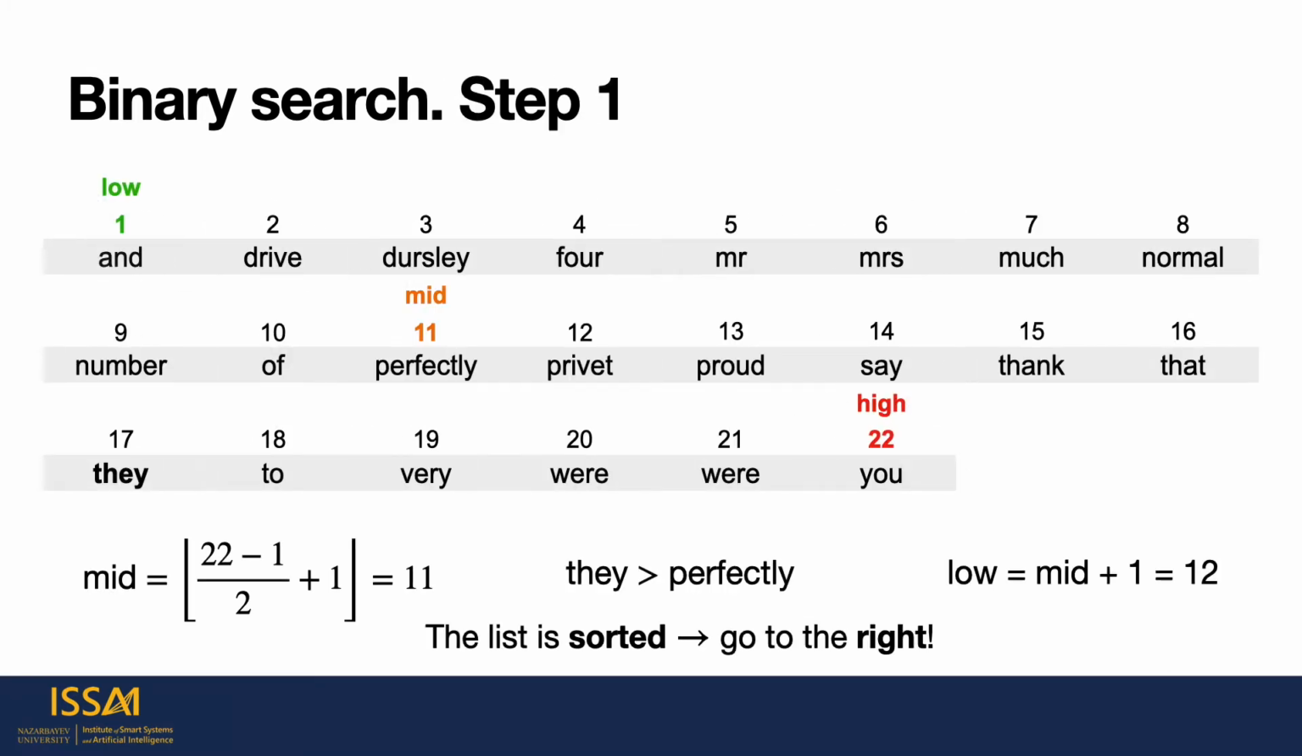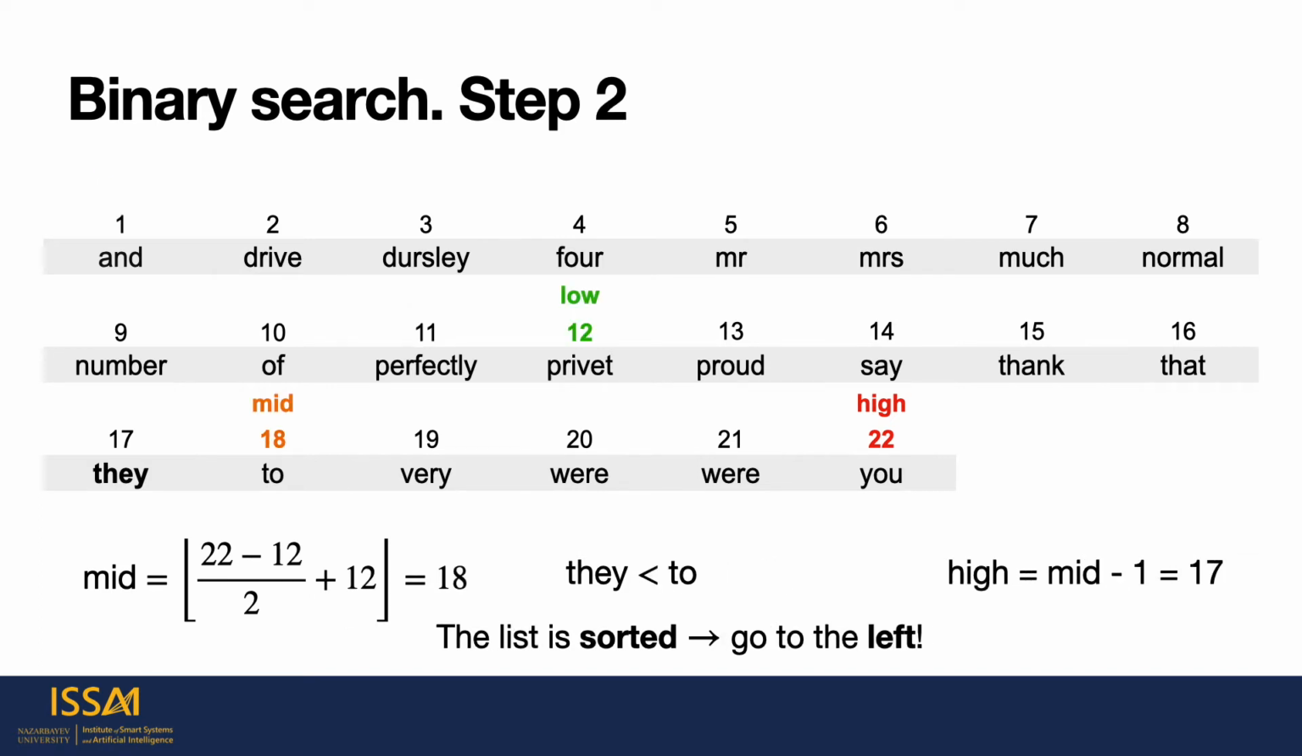At this point, our search space includes the whole sequence. We compute mid using the formula and set it to 11, which corresponds to perfectly. Alphabetically, perfectly is lower than they, and since the sequence is sorted, we know that everything to the left is lower than perfectly, which means that in our search for they, we can ignore the whole left half of the sequence and continue with the other half. We do so by updating low to 12 while keeping high the same. As the result, we look at the right of perfectly and move to the next step.